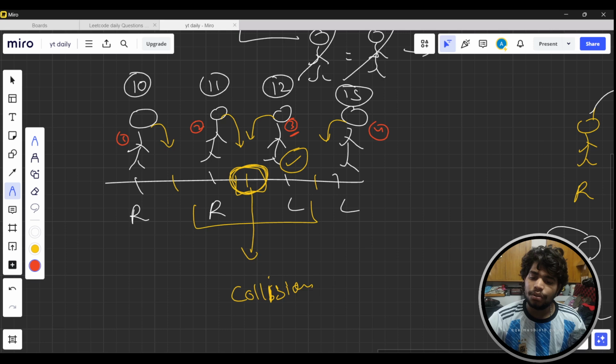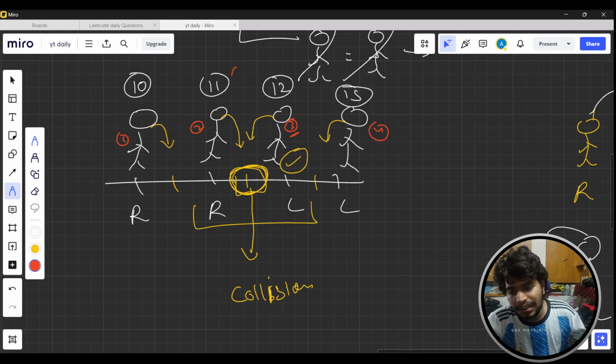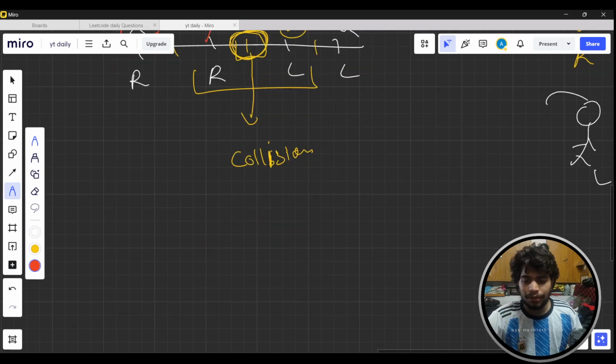Okay. So, if robot third will win, this will get killed, and the health will be decreased by one for robot third. After that, there will be a collision between this and this robot again.